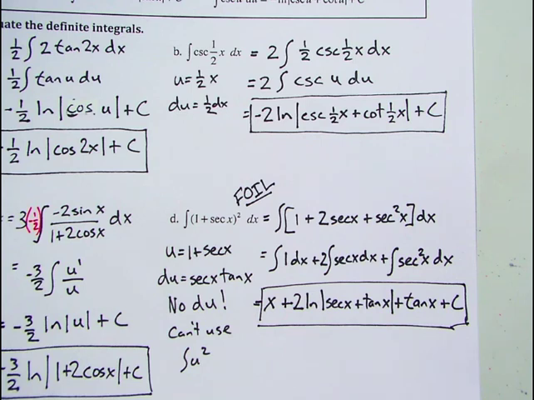Page 330. I'd like to see how to do number 5. Number 29 through 36. And 49.